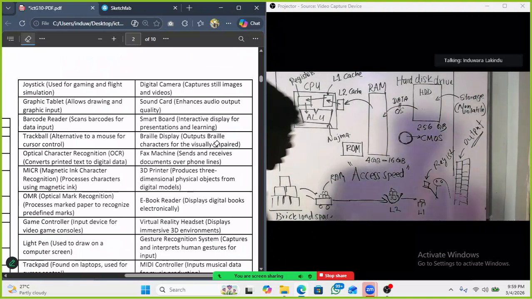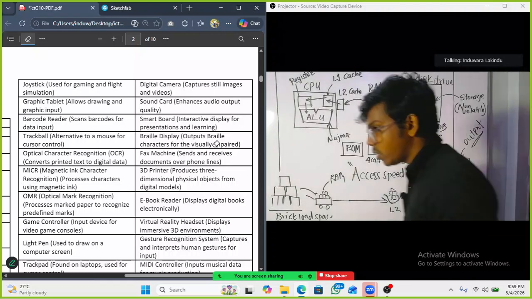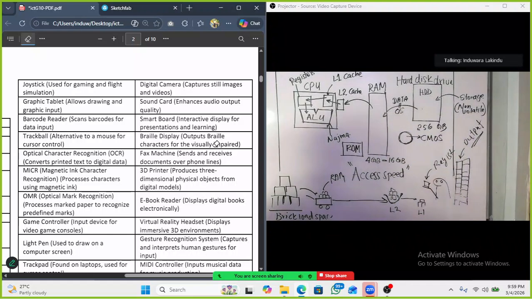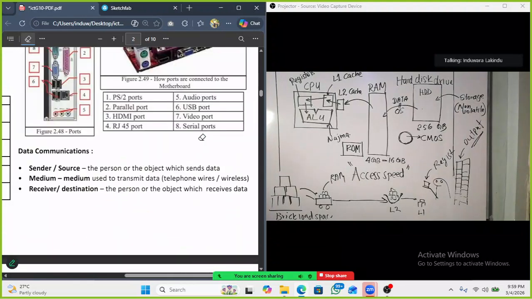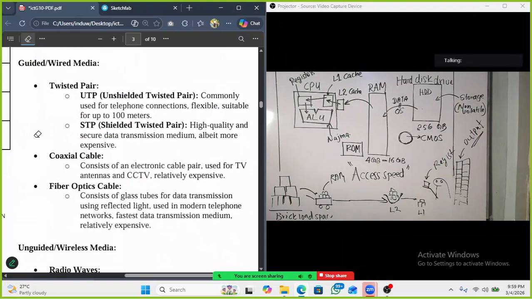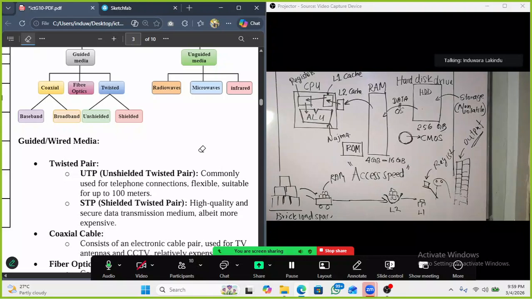Do you know about Kahoot? Is there anyone who doesn't know about Kahoot? Let me know in the chat. Hope everyone knows Kahoot. For that, you will be needing this. So please study. You have the note. This page. You have one question from here as well.